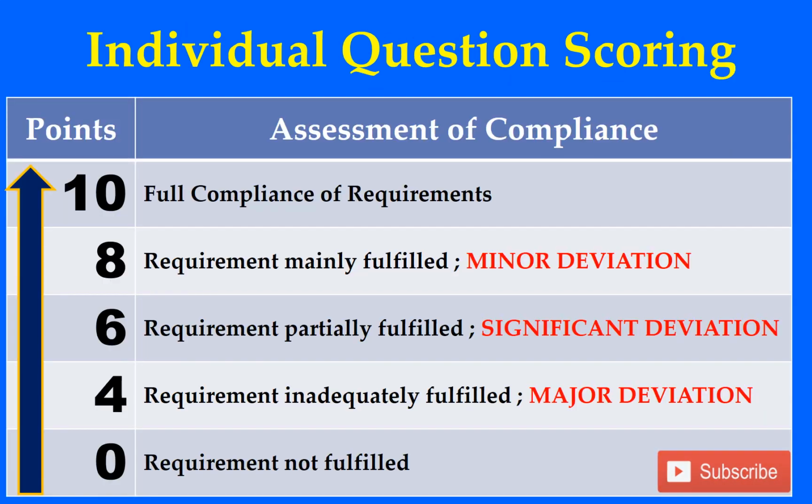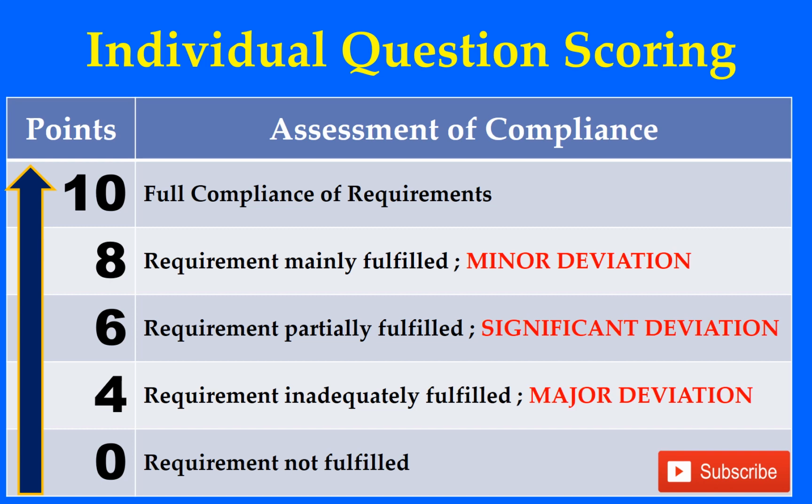Now then, how does the scoring of the individual questions is done? VDA 6.3 have clear-cut guidelines laid down to evaluate the risk assessment from the perspective of the process, product and systematic view. Each question is rated with a score of 10, 8, 6, 4 and 0, where 10 stands for full compliance of the requirements.